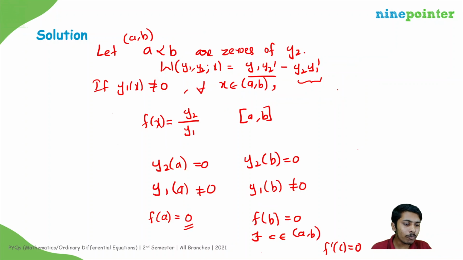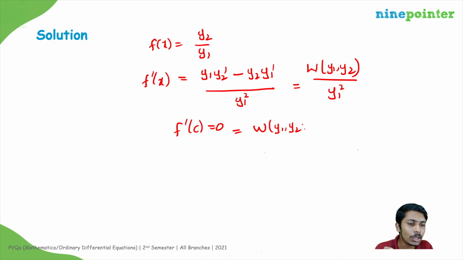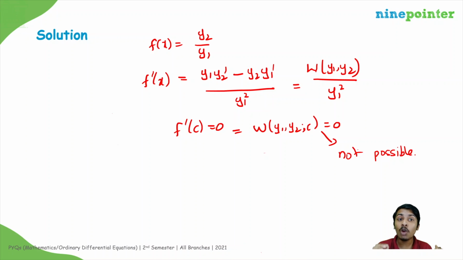Now what we have found is that there will be some point c where f prime will be equal to 0. We have f prime of c equal to 0. f prime being 0 means our Wronskian should be equal to 0 at that point, right? Yes, because f prime is Wronskian divided by y1 squared. So the Wronskian has to be equal to 0 at that point. Is that really possible? No, this is not possible. Why can the Wronskian not be equal to 0? Because y1 and y2 are two linearly independent solutions. So this is not possible.